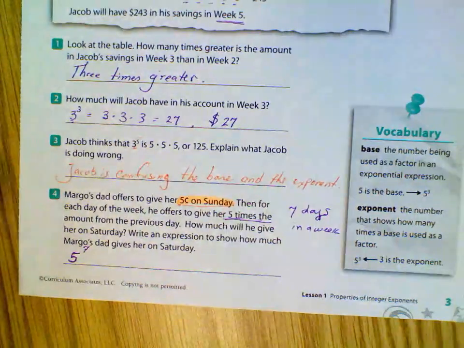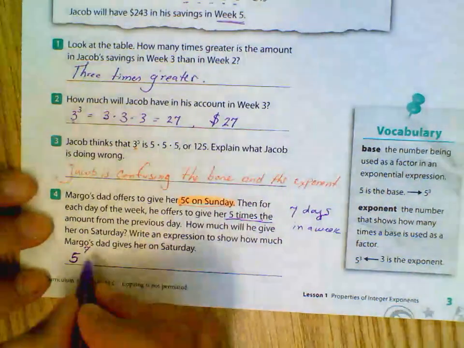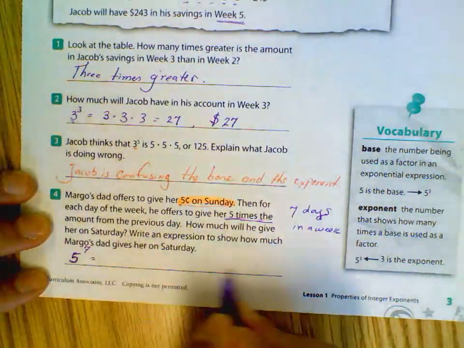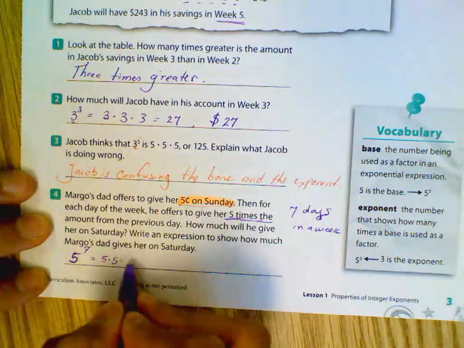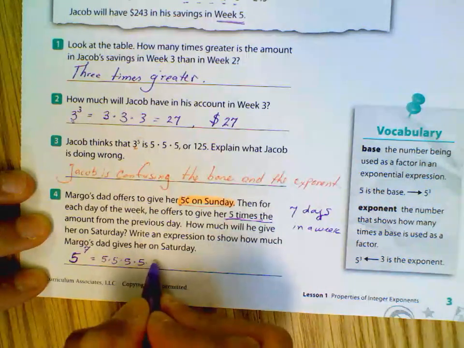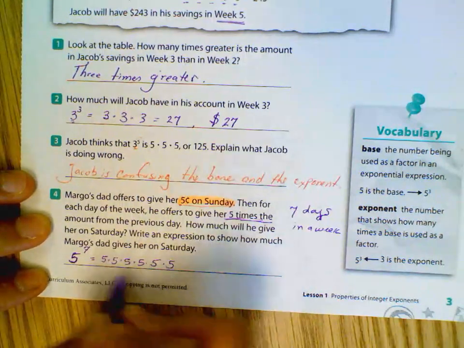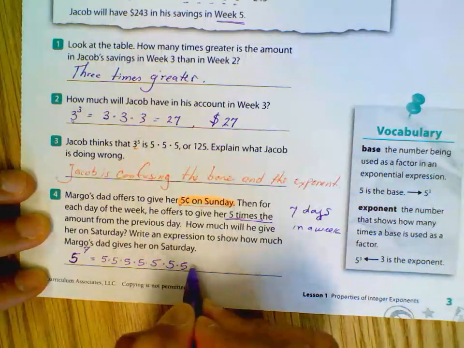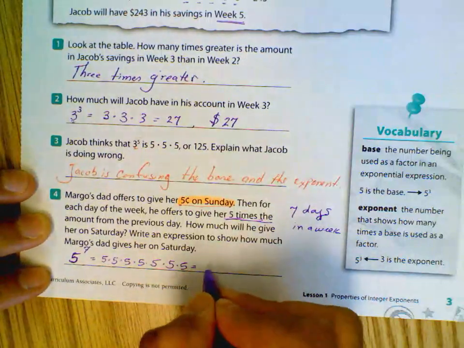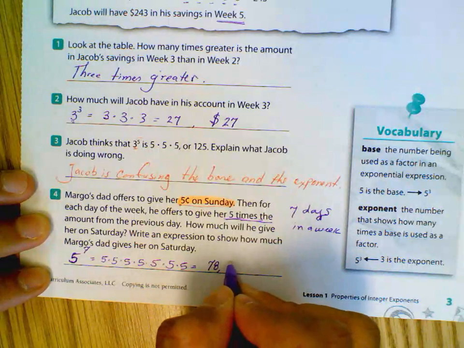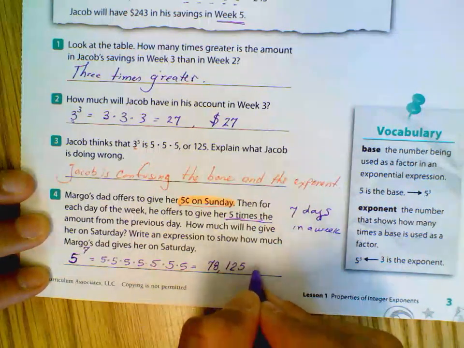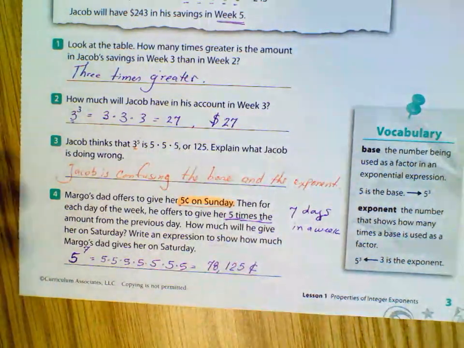And then if we multiply, this will be 5 seven times. So I have 5 times 5 times 5 times 5 times 5 times 5. How many do you have? 6, is equal to, in this case, 78,125 cents. Remember that we were talking about cents.